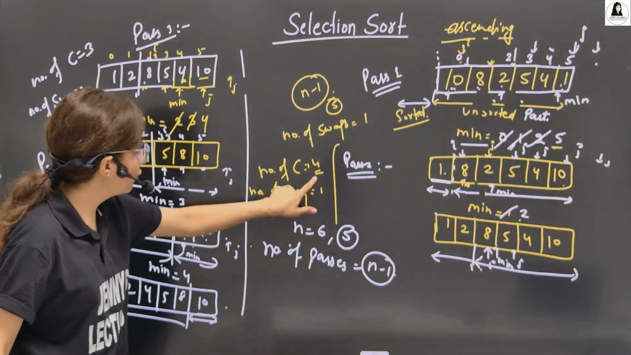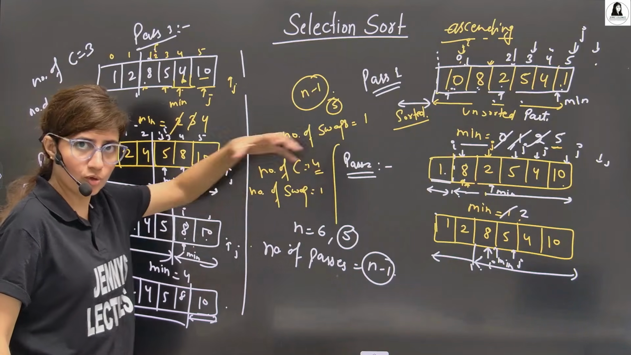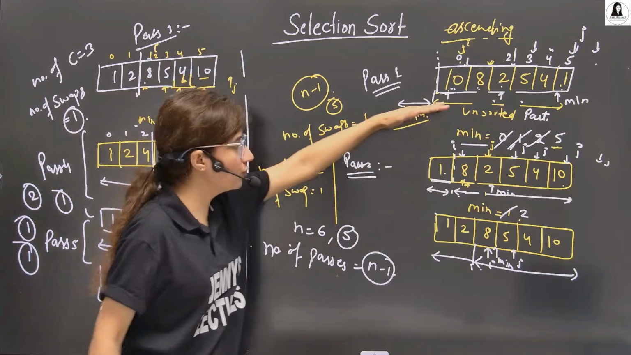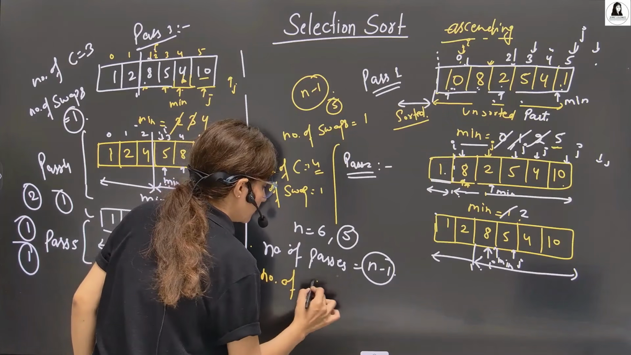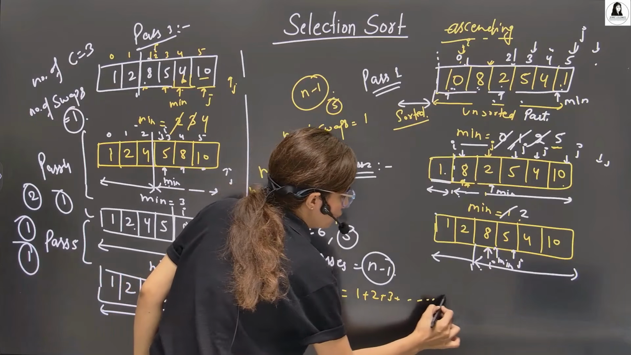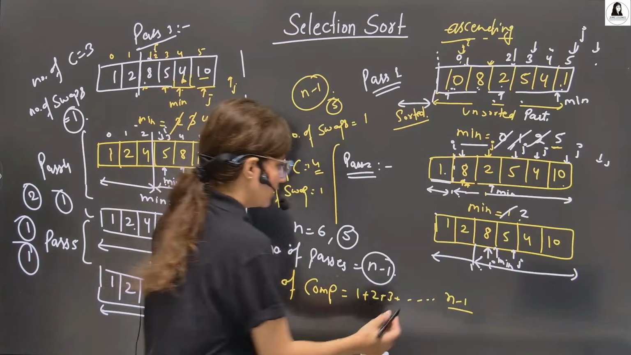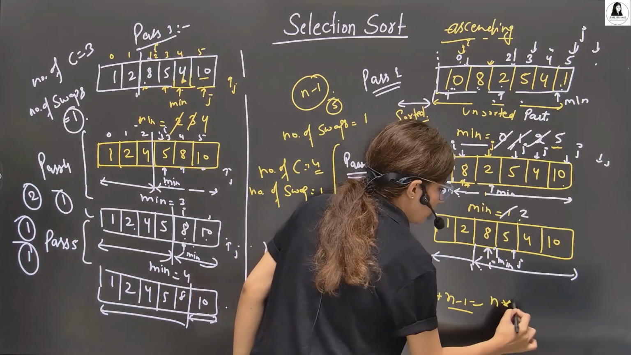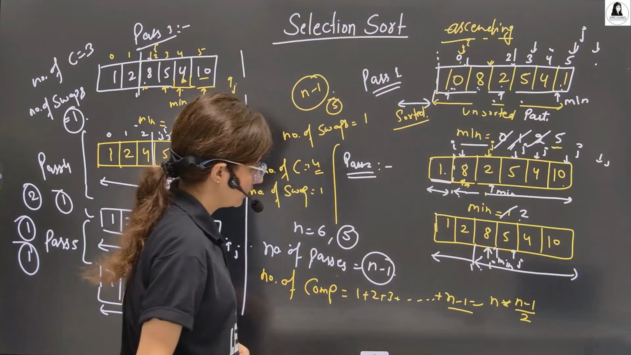Then 4, then 3, then 2, then 1, like this. So total comparison is 1 plus 2 plus 3 plus 4. So the total number of comparisons is equal to 1 plus 2 plus 3 plus up to n minus 1. Yes, same. We know the formula: n into n minus 1 divided by 2, right?